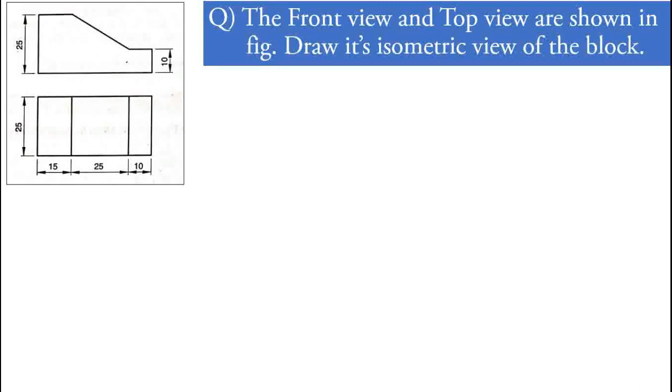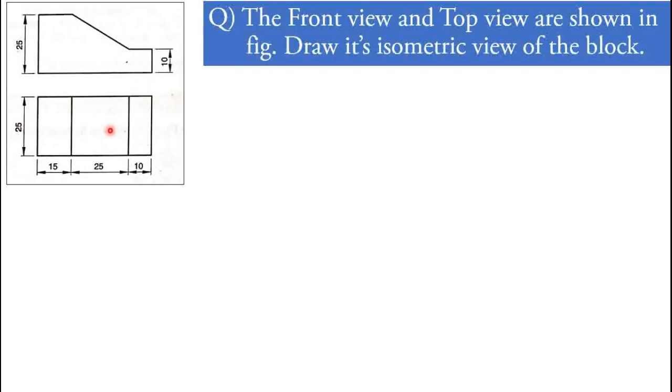The front view and top view are given as per the first angle projection method. The front view is always above the XY line and the top view is below the XY line, meaning the top view is exactly below the front view. In this diagram the front view and top view are not labeled, so we understand from that concept that the front view is above and the top view is below.